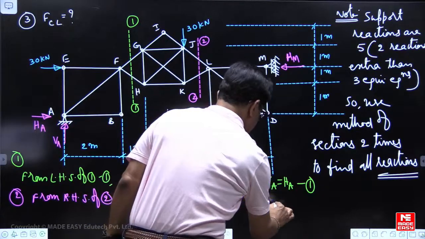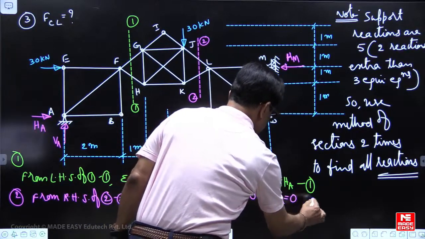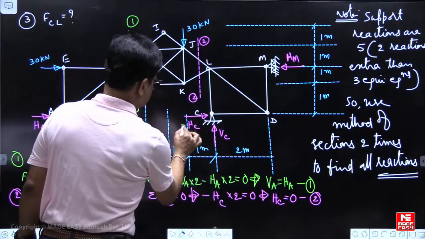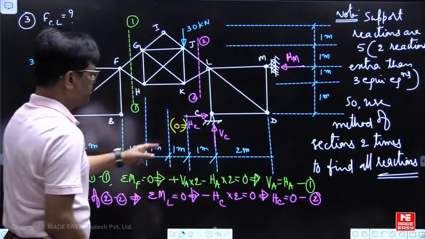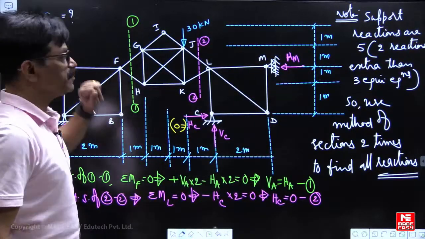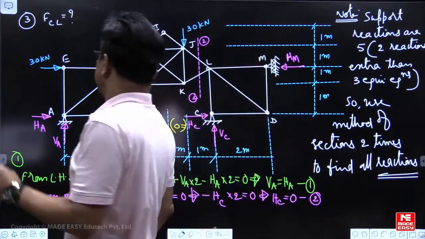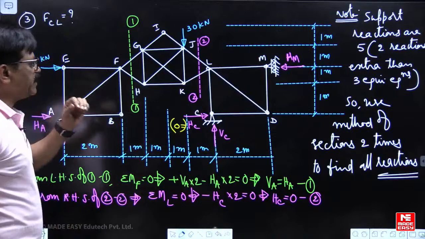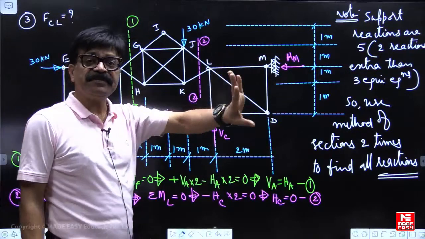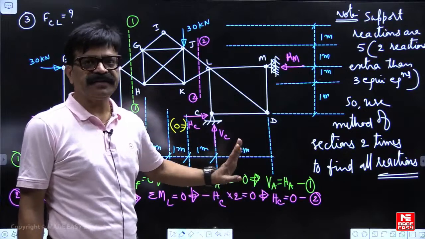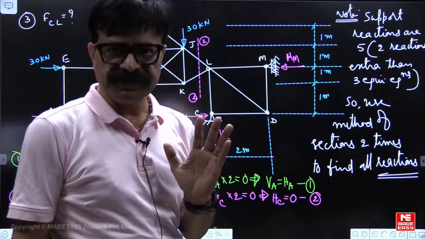You will get HC is equal to 0. So 2 equations we got from this one. But HC is equal to 0, HA is equal to 30 we cannot tell, because HM also is there. Now we will take this only method of sections. You have taken 2 extra equations, we got it. Now we will use equations of equilibrium.